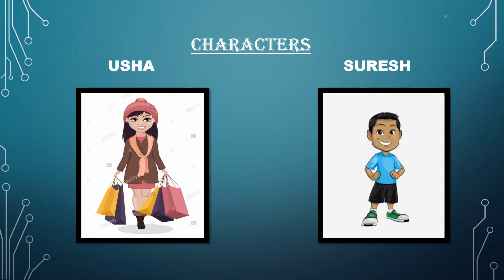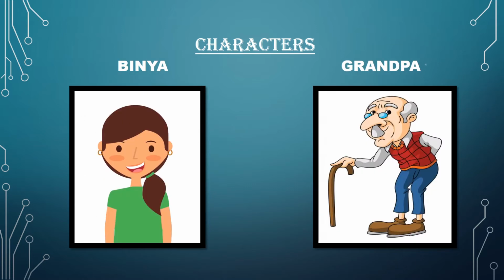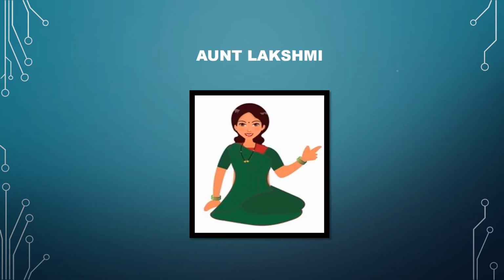Let us see the characters of the story. Usha, a dark-haired and rose-cheeked girl who was 11 years old. She also had a younger brother, Suresh. Binya, who was Usha's friend and neighbor. She was older than Usha. Grandpa, Usha's grandpa. Aunt Lakshmi, Usha's aunt.